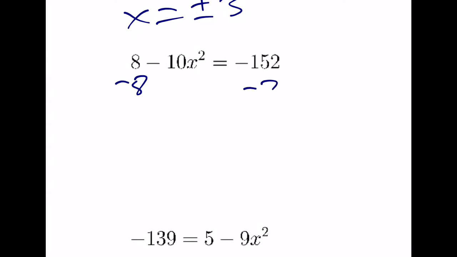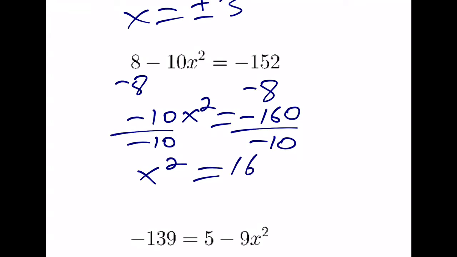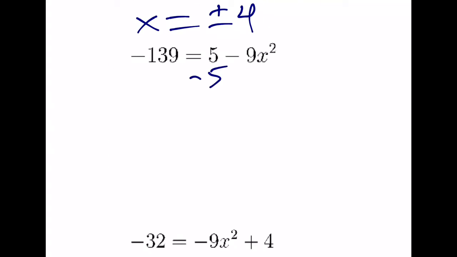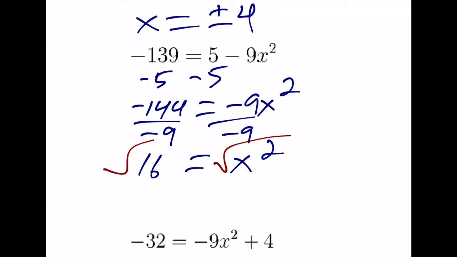Heading down, I subtract 8 from both sides. I now have negative 10x squared is equal to negative 160. To cancel out that negative 10, I have to divide. So I'm left with x squared is equal to 16. When I take the square root of both sides, I can get a positive 4 or a negative 4. When I subtract 5 from both sides, I have a negative 144 is equal to a negative 9x squared. I divide by a negative 9. I get a positive 16. When I take the square root of both sides, I end up with plus or minus 4 is equal to x.